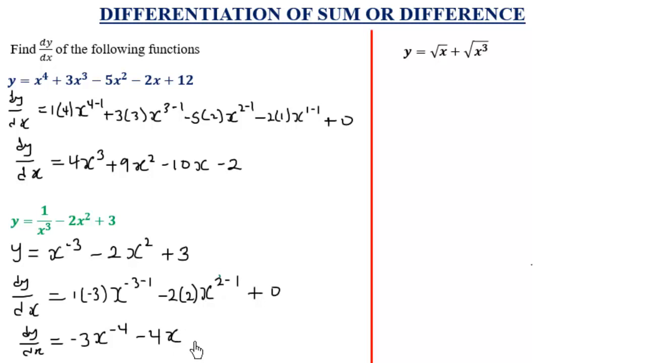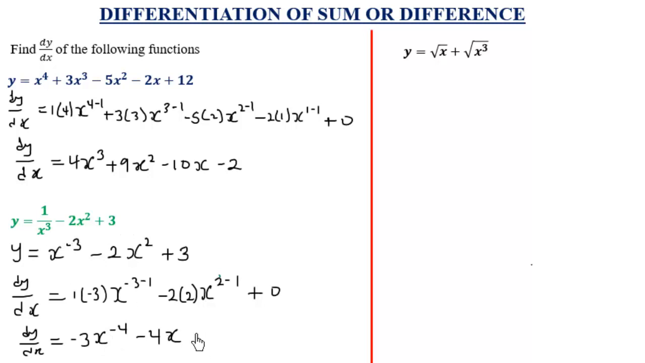So you need to get that mathematical eye. Now plus 0. 0 is insignificant. It wouldn't add or subtract anything from it. So we call it the additive identity. So there's no need to bring the 0. So that's the derivative of the function 1 over x cubed minus 2x squared plus 3.